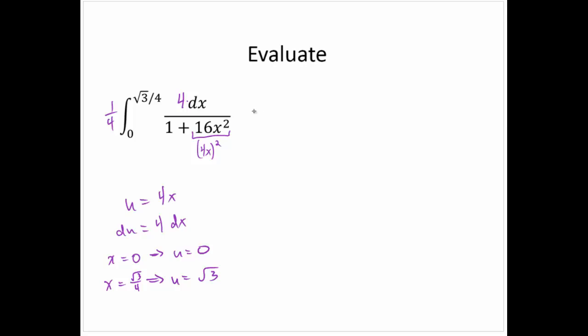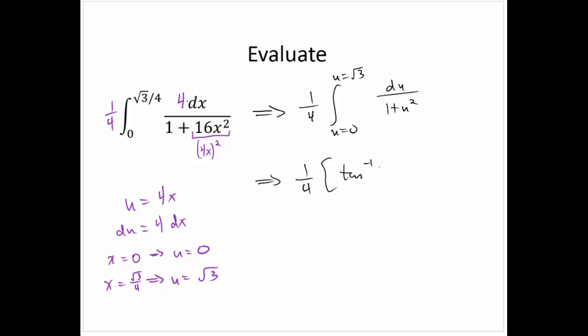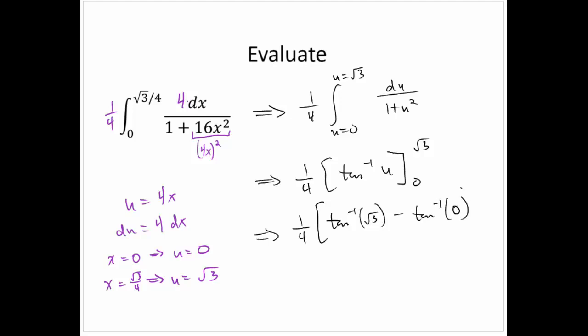So then I would have 1/4 the integral from u equals 0 to u equals root 3 of du over 1 plus u squared. So then I would have 1/4 arctangent u from 0 to root 3. And so that's 1/4 of arctangent root 3 minus arctangent 0. Let's see, arctangent root 3.